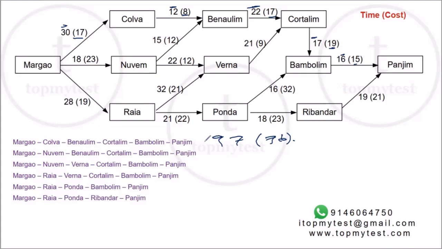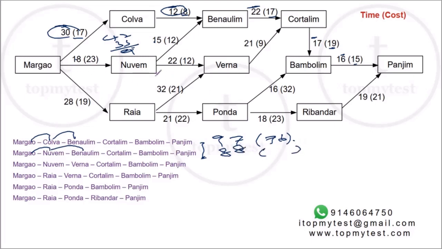Now if you look at the first two routes, right? So the only difference is Margao, Kolwa, Benoli, and here it's Margao, Nuwe, Benoli, right? How much is the change here? 30 and 12, so 42. And here it is replaced by 18 plus 15, 33. So you save 9 minutes. So 97 minus 9, 88 minutes. 97 minus 9 is 88 minutes, right?